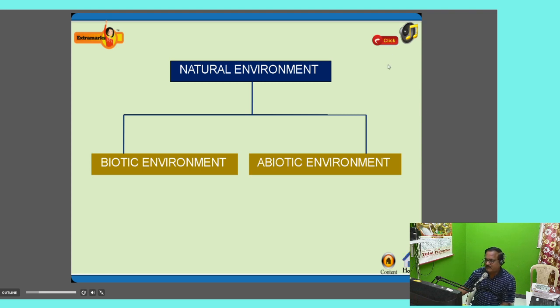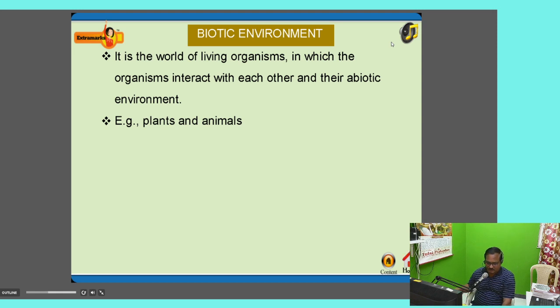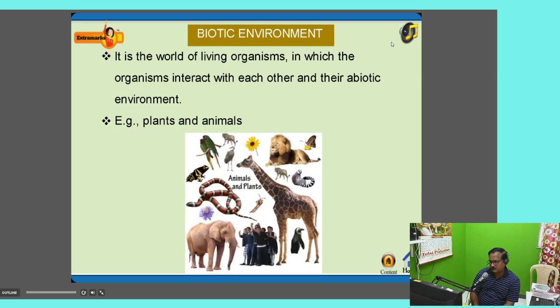Okay, what is biotic environment? What is abiotic environment? Right? Biotic environment is the world of living organisms in which the organisms interact with each other and their abiotic environment. Example, plants and animals. So, plants, animals, all this comes under biotic environment.